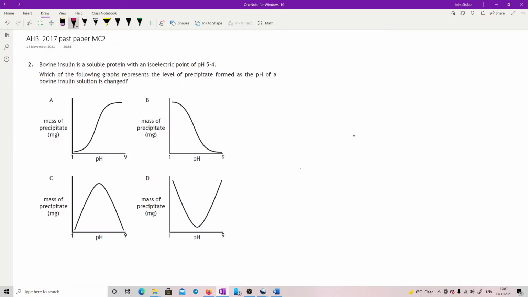Question 2. Bovine insulin is a soluble protein with an isoelectric point of pH 5.4. Which of the following graphs represents the level of precipitate formed as the pH of a bovine insulin solution is changed? So if it tells you the isoelectric point is pH 5.4, what that's telling you is that at pH 5.4, that is when it falls out of solution.